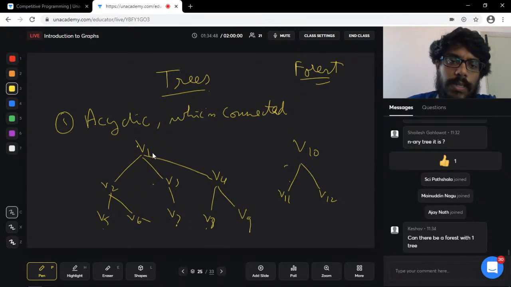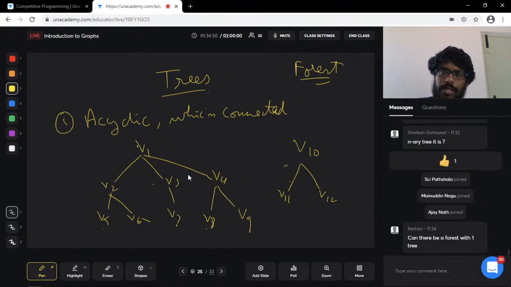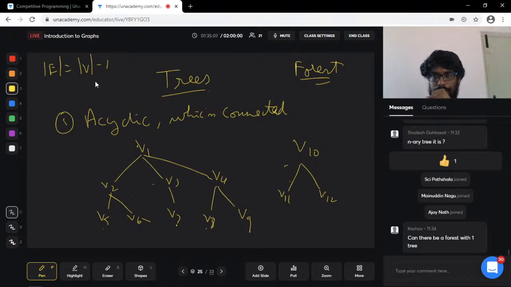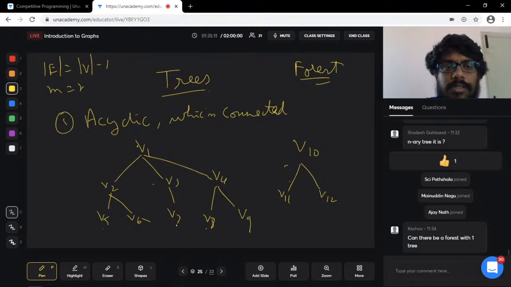Cool. So let's look at some properties of a tree. A tree by definition is acyclic, there are no cycles, and it is connected. Another important property is that the number of edges is always 1 minus the number of vertices. That is m equals n minus 1.